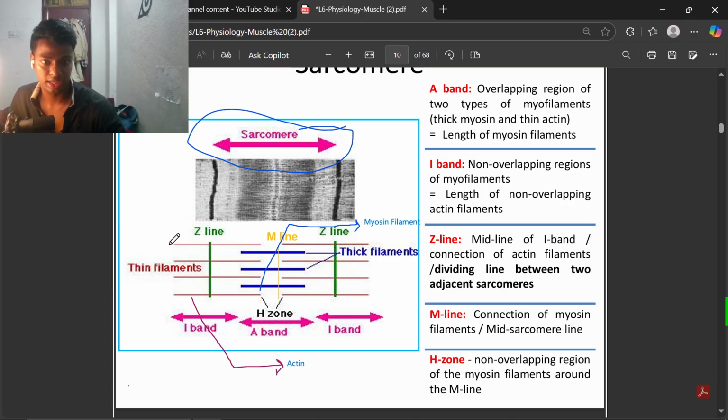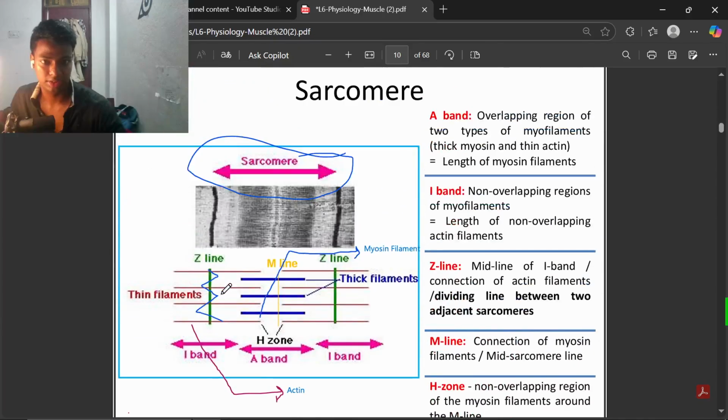So there is the Z line. The Z line is mostly present in this way, like you can see here, and there is the M line. The transverse line is called the M line. Now here the gap of thick filament is called the A band, and from the end of the thick filament to the end of the sarcomere, it's called the I band. So that's what it is.